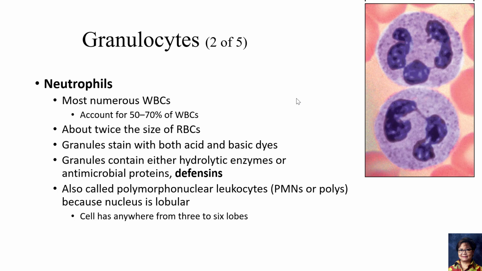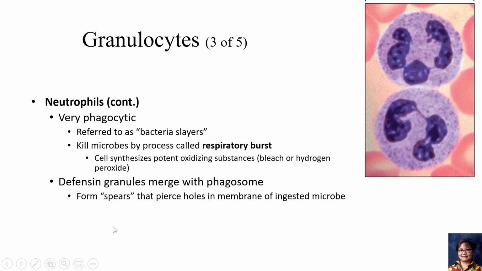So the most numerous white blood cell counts for about 50 to 70% of the white blood cell population. It is twice the size of your red blood cell. And the granules contain hydrolytic enzymes or antimicrobial proteins, which you call defensins. And because of the shape of the nucleus, you call them also the polymorphonuclear leukocytes or the polys. And these polys can have really lots of lobes in their nuclei. Some of them will have about 3 to 6 or maybe sometimes 10 lobes, which is a rarity, but it is possible. They're very phagocytic.